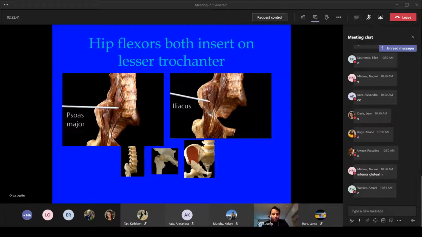Okay, so here's your psoas major, right? So it's pretty easy to identify. You see it attaches to your lumbar spine, basically over here. So this would be your psoas major. This is your iliacus, which is right here.